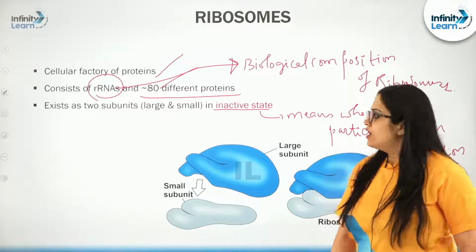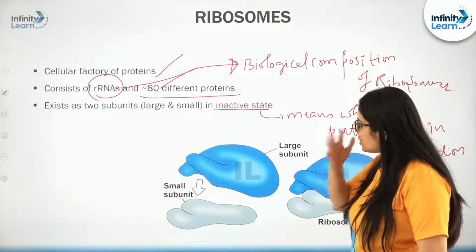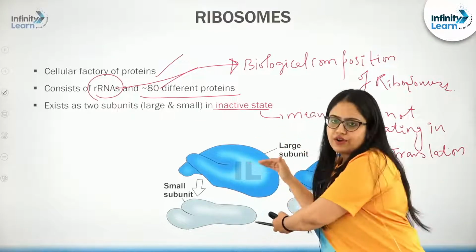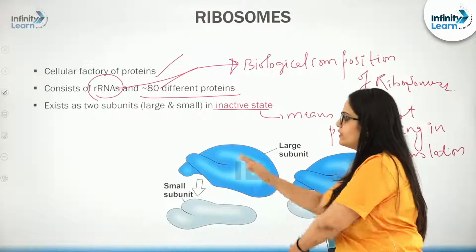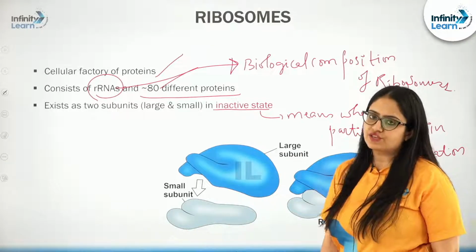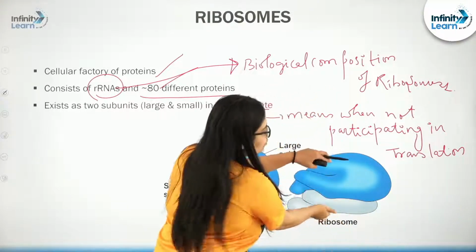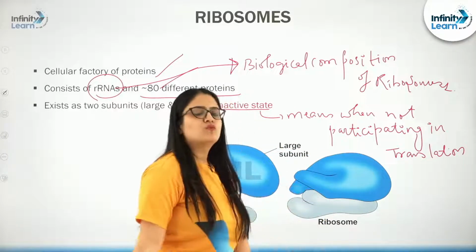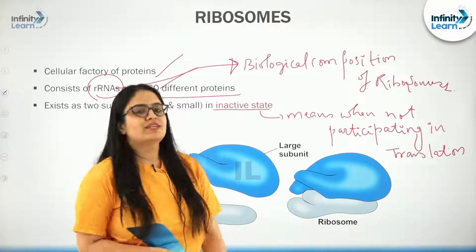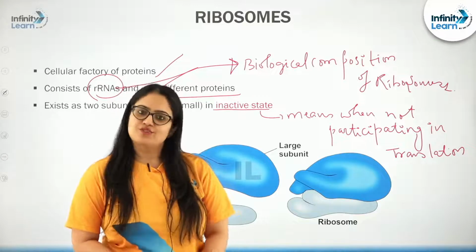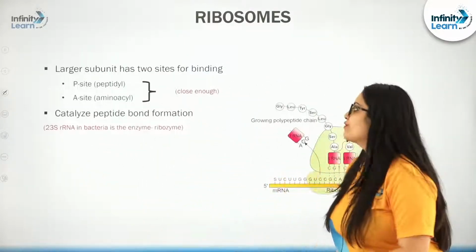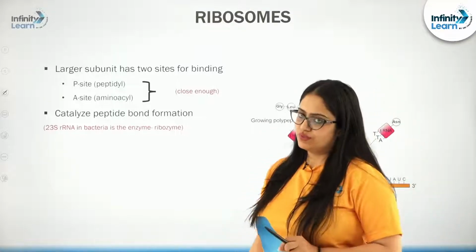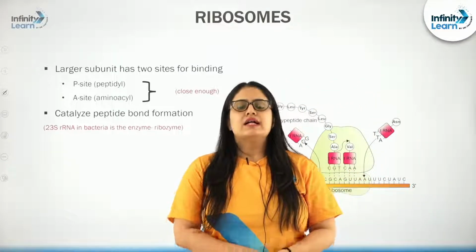So, notice this. This is how the two units of ribosomes will look when they are not participating in the translation process, and this is how the two subunits of ribosomes will look when they are participating in the translation process. Let us try to understand some more important facts about ribosomes, students, very, very important.